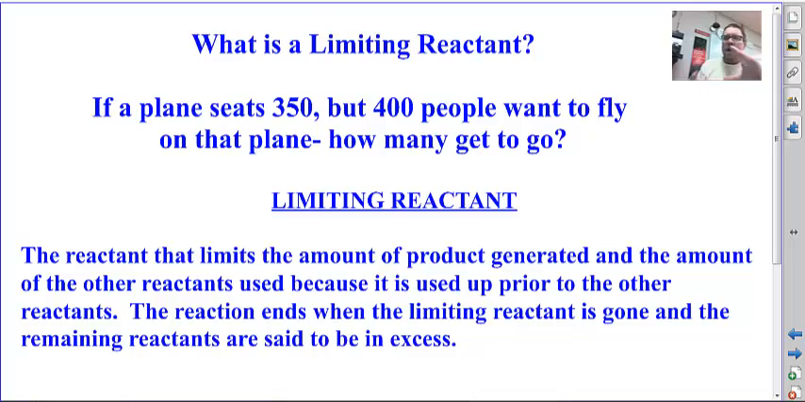We're going to continue on our discussion of stoichiometry here and add in limiting reactants. Okay? And I have a very simple question for you, just the same as I gave you in class.